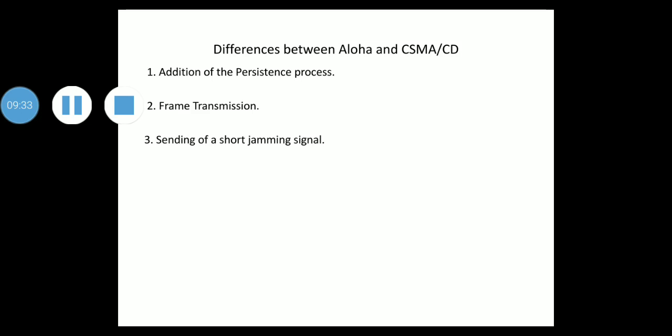Then the second difference is the frame transmission. In case of Aloha, we first transmit the entire frame and then wait for an acknowledgement. In CSMA/CD, transmission and collision detection are continuous processes. The entire frame is not sent first and then checked for a collision. The station transmits and receives continuously and simultaneously.